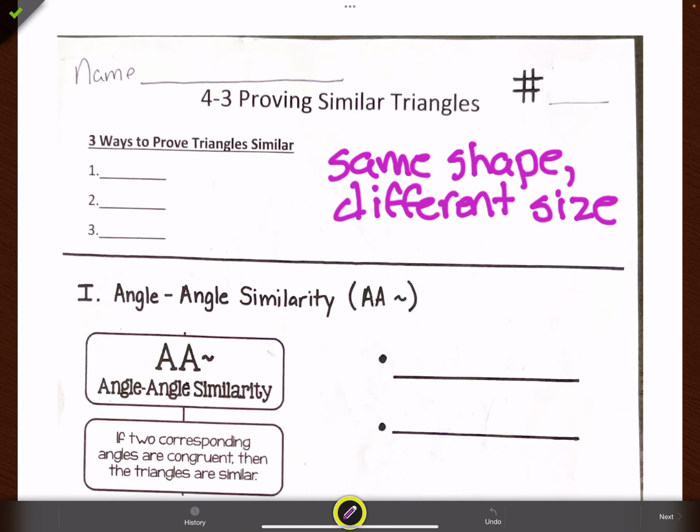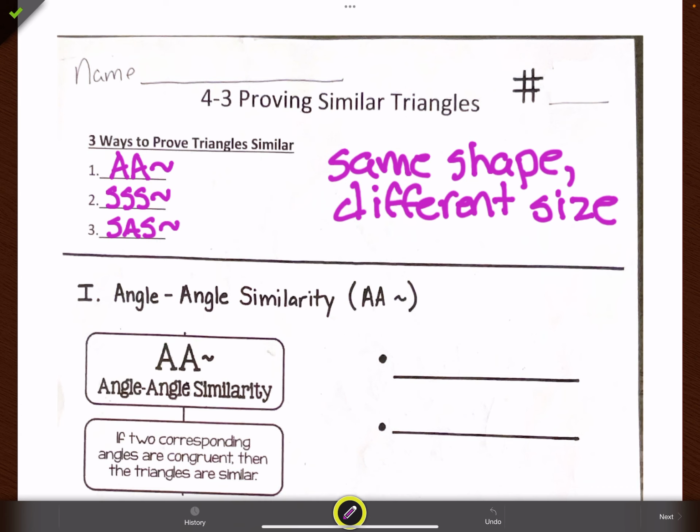So the first way to prove triangles similar is angle, angle, and the symbol for similarity is this little squiggly. It does look like the negate symbol, but with similar triangles, that is the symbol for similar. So angle, angle, and then we're going to look at all of these. Side, side, side similarity, and side, angle, side similarity. So those are the only 3 ways.